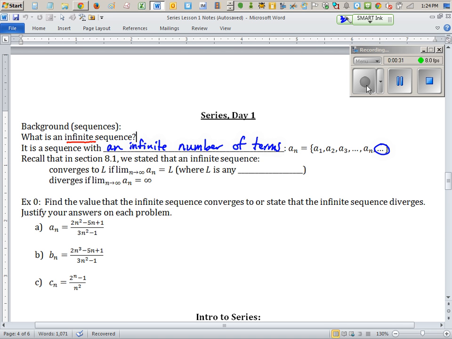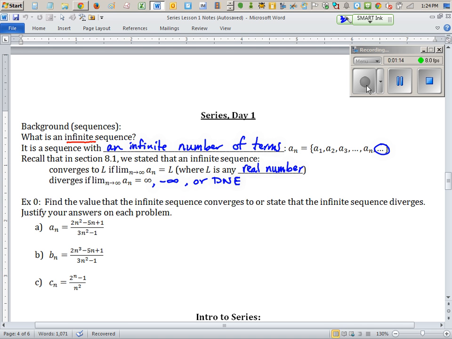Okay, and then in 8.1 we actually already studied sequences. We said that they will converge to L if the limit is L, and L is any real number. An infinite sequence will diverge if the limit is infinity or negative infinity or DNE. So I should have had all three of these here. Anytime your limit is infinity, negative infinity, or the limit simply doesn't exist, we would state it's divergent.